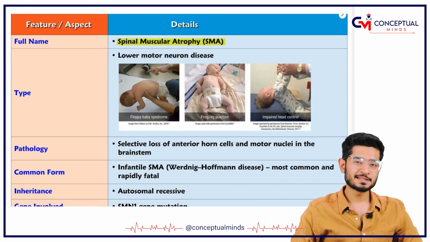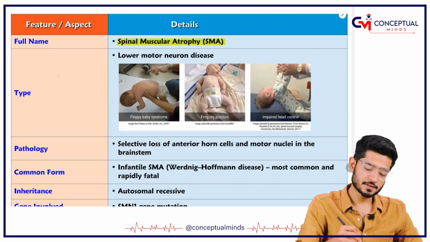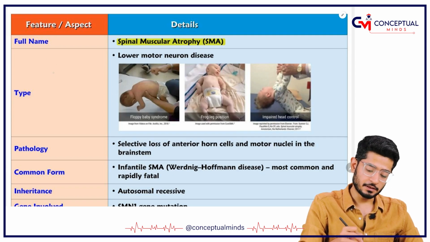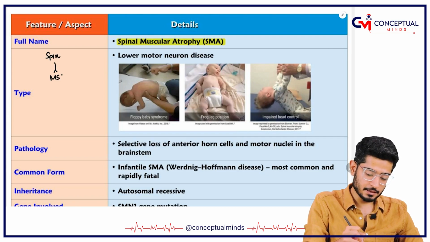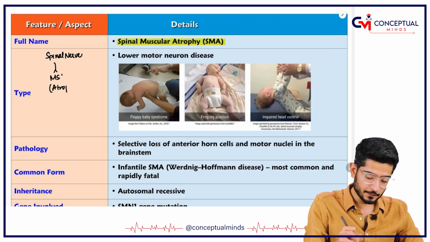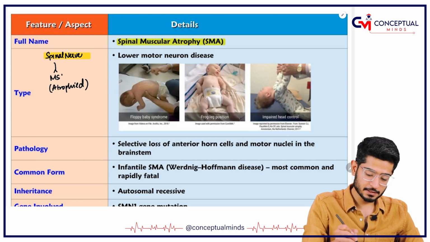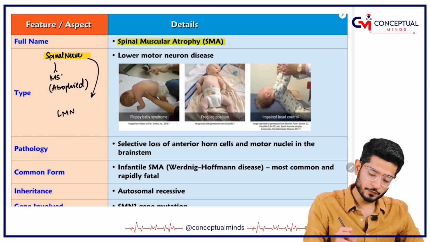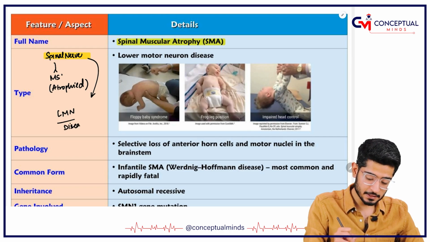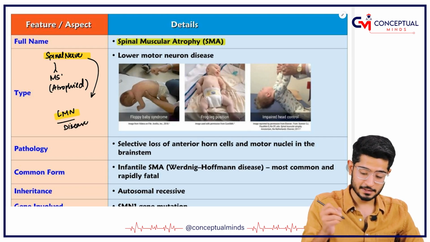So what happens in spinal muscular atrophy, as the name suggests, is that the muscles which are being supplied by the spinal nerves are going to get atrophied. Since the muscles are getting atrophied, you can remember that these are supplied by the spinal nerve. So this is actually a lower motor neuron disease. Okay, this is a lower motor neuron disease.